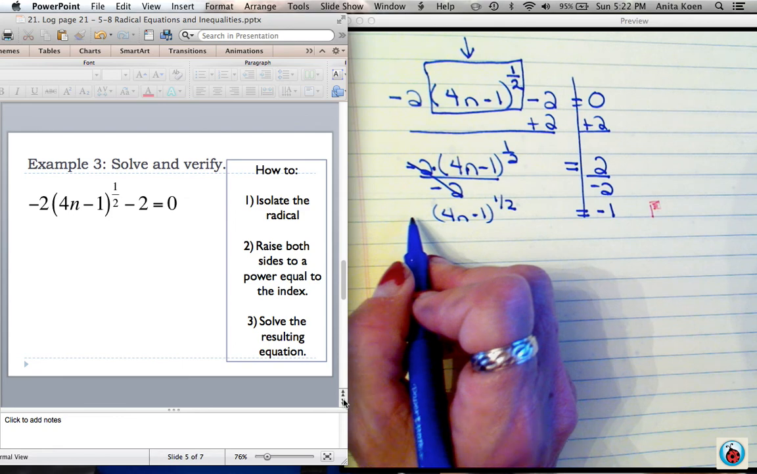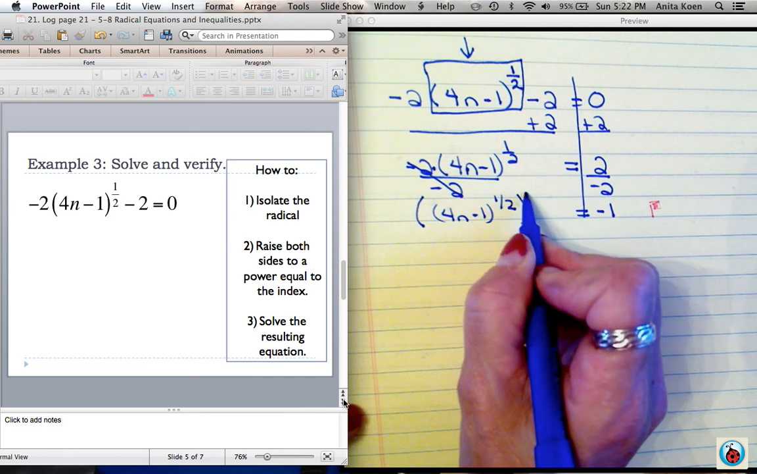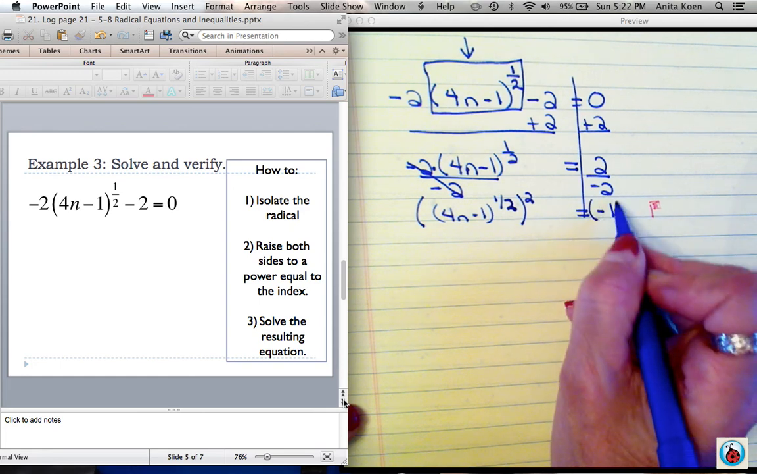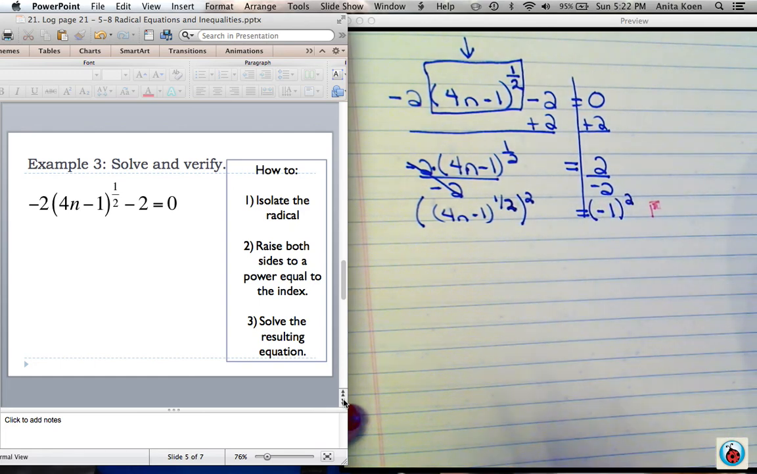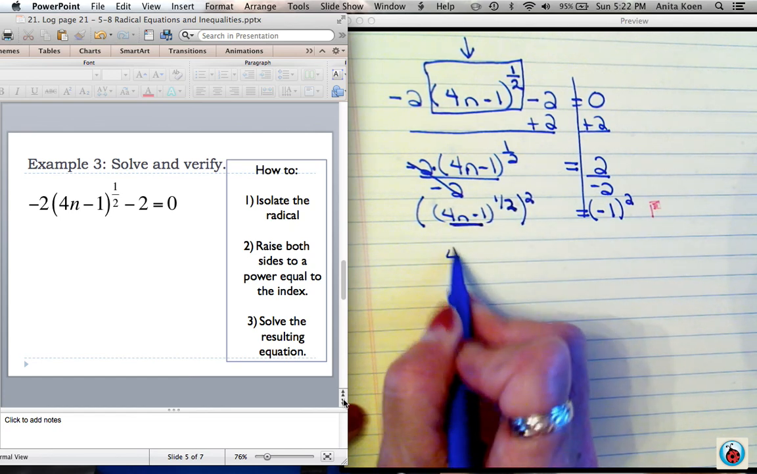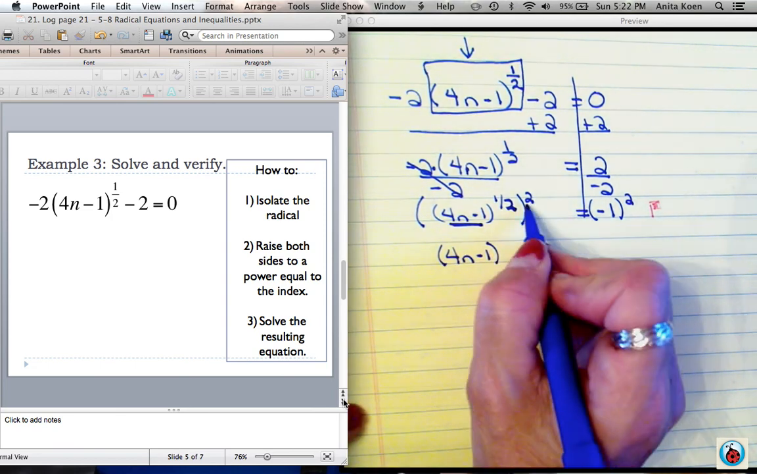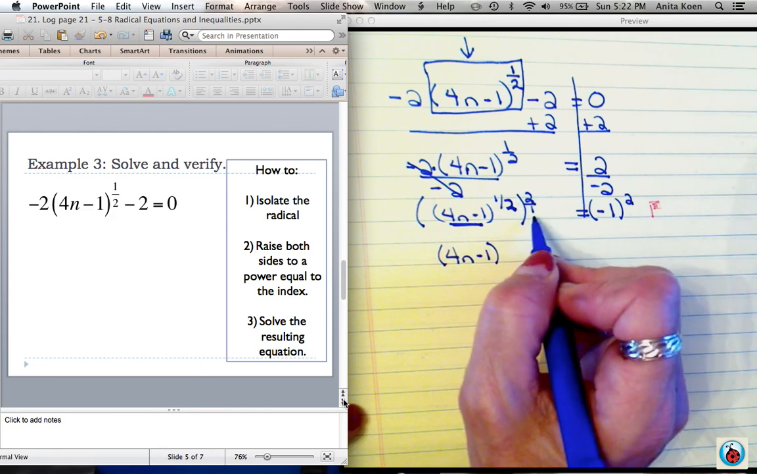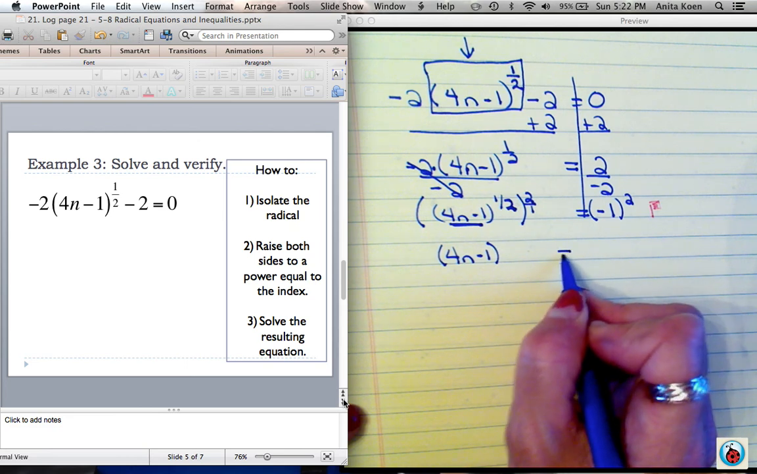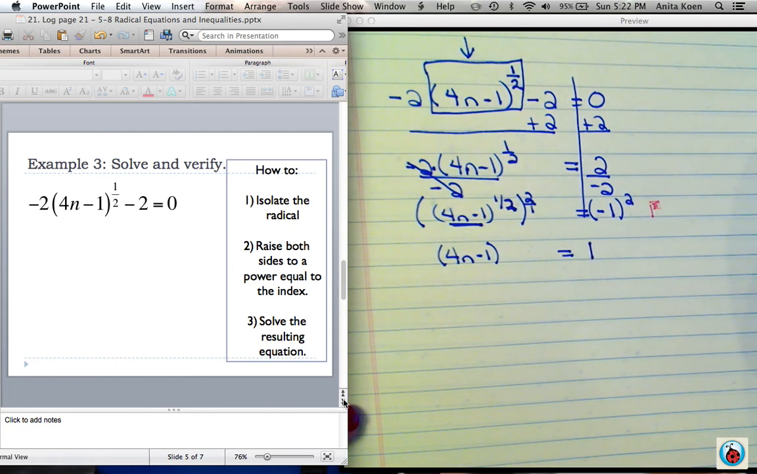At this point, you've isolated your radical, so now you're going to raise both sides to a power equal to the index. Well, the index here is the denominator, so that's a 2. So we're going to raise both sides to the second power. Remembering that when we raise a power to a power, we keep the base and we multiply the exponents. Well, 1 over 2 times 2 over 1 is just 1. So that's 4n minus 1 to the first power, which is just 4n minus 1, equals negative 1 squared, which is negative 1 times negative 1, which is positive 1.